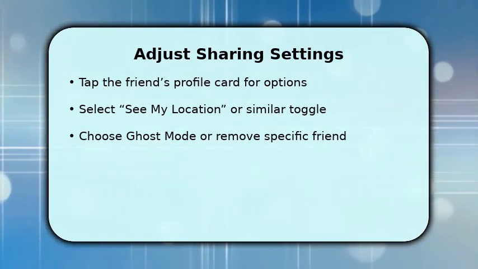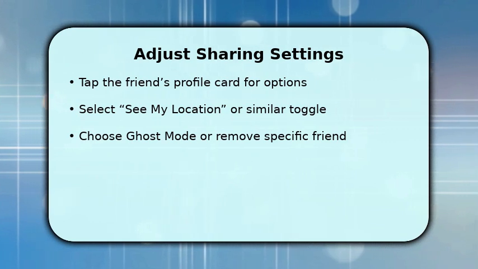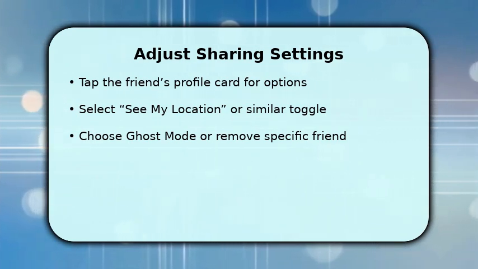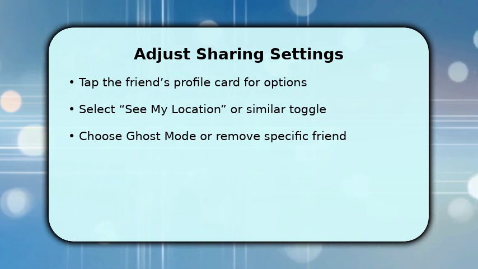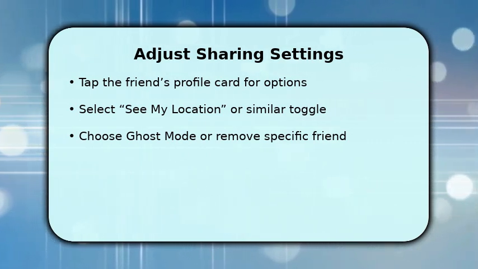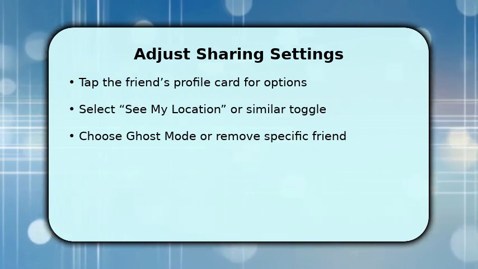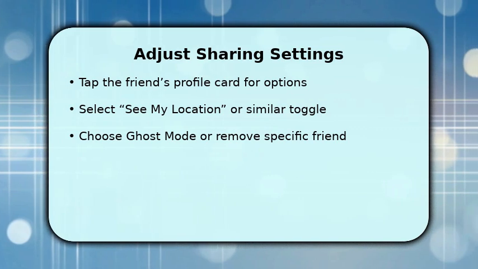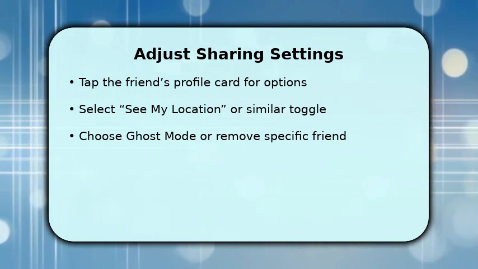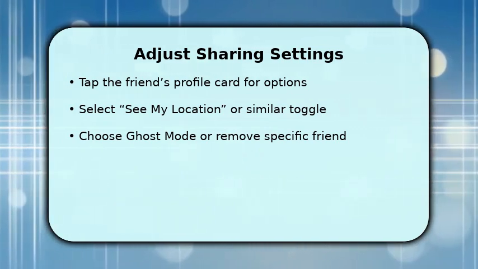You can choose Ghost Mode to hide your location from everyone, or select the specific friend and turn off sharing for them alone. Once done, Snapchat updates immediately. Make sure to confirm the change by checking that their access indicator is gone. If you want to be precise, use the Manage Friends list to double-check individual permissions.